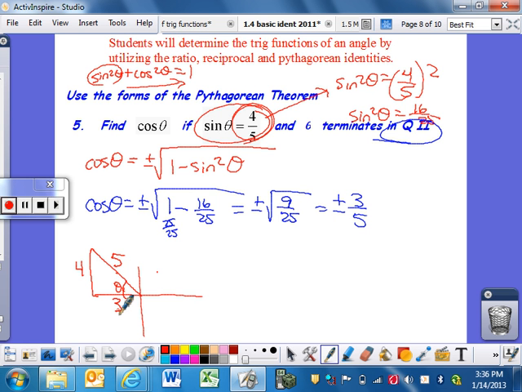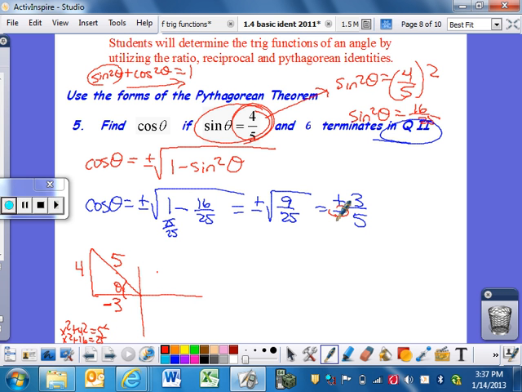Okay? If you don't, use Pythagorean theorem and say x squared plus 4 squared equals 5 squared. So then x squared plus 16 equals 25. 25 minus 16 is 9, and then it's plus or minus 3. Well, does this 3 here need to be positive or negative? We're left of the origin on the x-axis. It must be negative. So you need to use the negative sign.